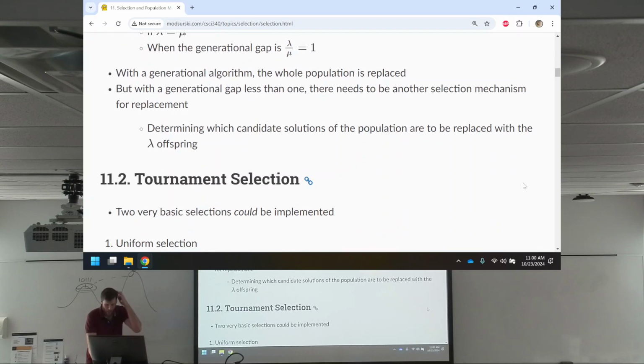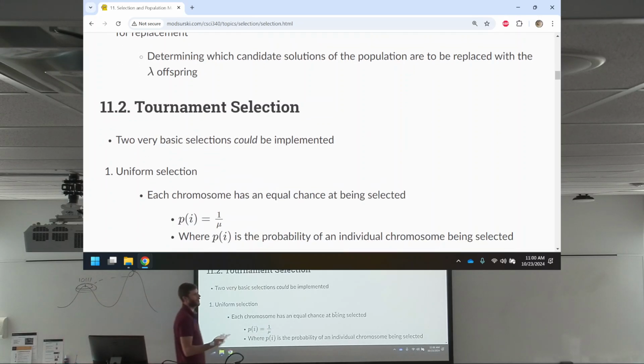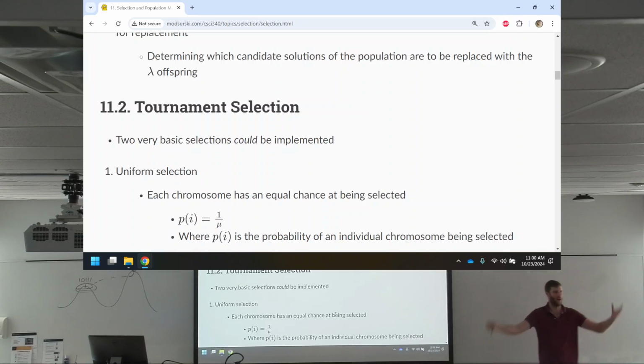Okay. But with the generational gap less than 1, there needs to be another selection mechanism for replacement. Determine which candidate solutions of the population are to be replaced with the lambda offspring. All right? Now, we're going to talk about regular selection. This is not who's going to die off, whom I'm replacing. No, this is back to selection of who gets selected for mating.